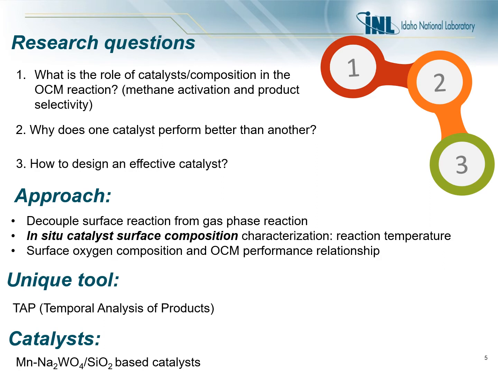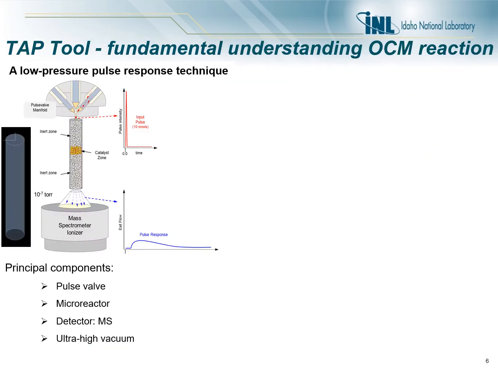In this study, we will use the temporal analysis of products, TAP, as the main tool, and the manganese sodium tungsten oxide as the state-of-the-art catalyst. A short introduction on TAP, since it's not a common tool. TAP is a low-pressure pulse technique. Its major components include a pulse valve, a microreactor containing a tiny catalyst bed, a mass spectrometer, and an ultra-high vacuum system.